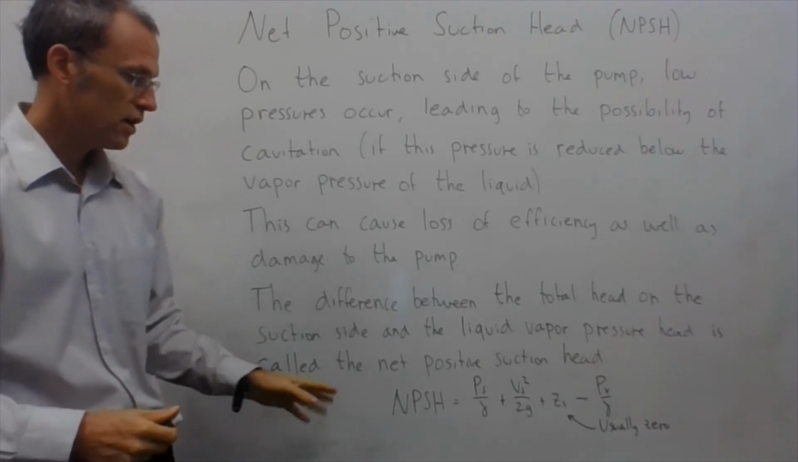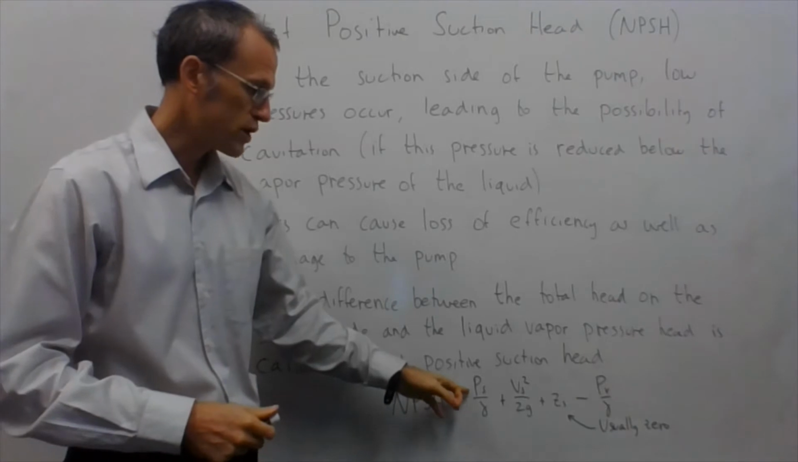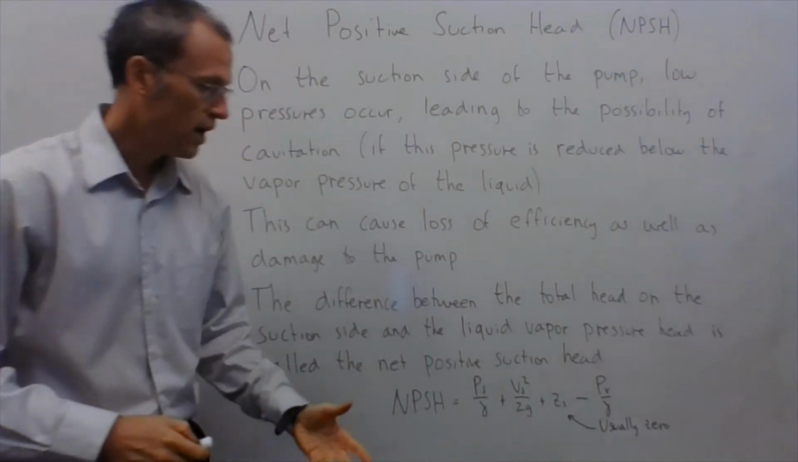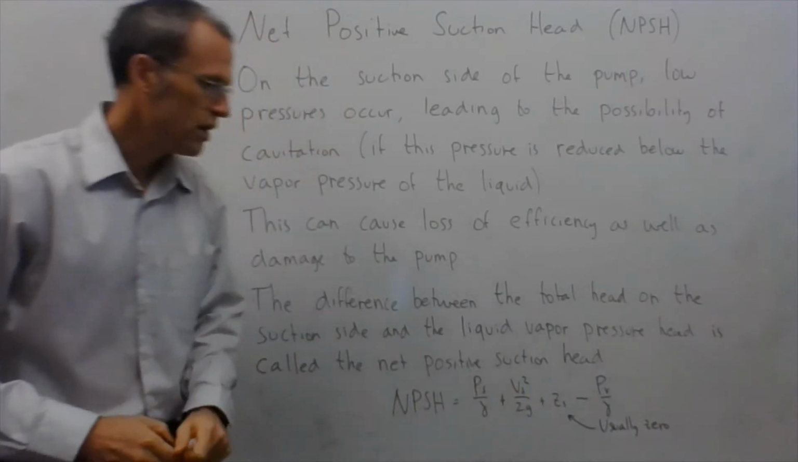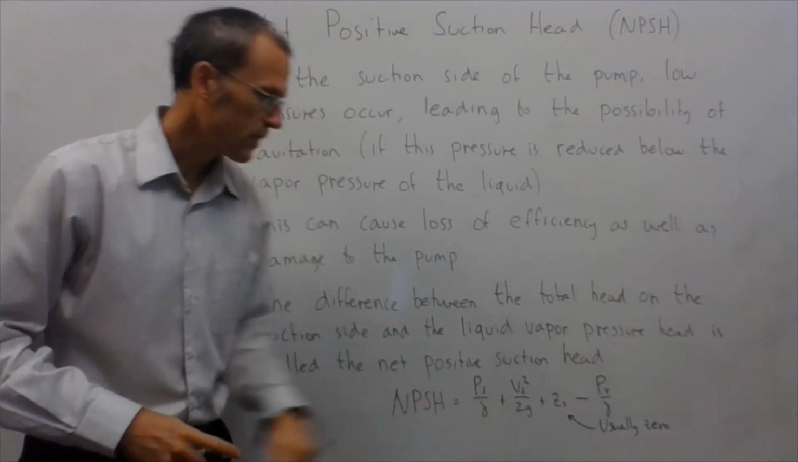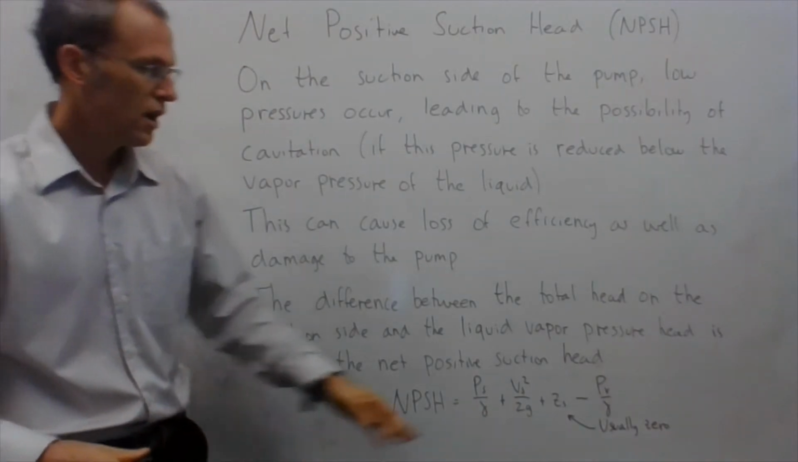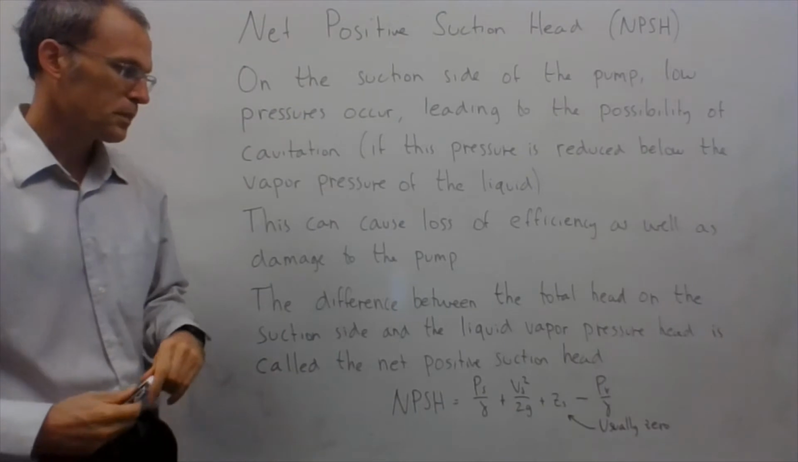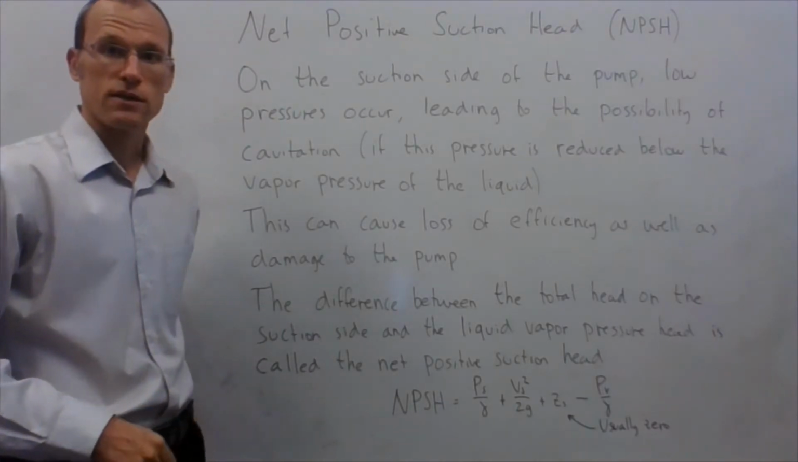On the suction side, total head is pressure over gamma, v squared over 2g, plus my height. Height is usually taken to be 0, so total head on the suction side is usually just these two terms. And then my vapor pressure head, the vapor pressure of the liquid divided by gamma, is that term. And that gives me the net positive suction head.